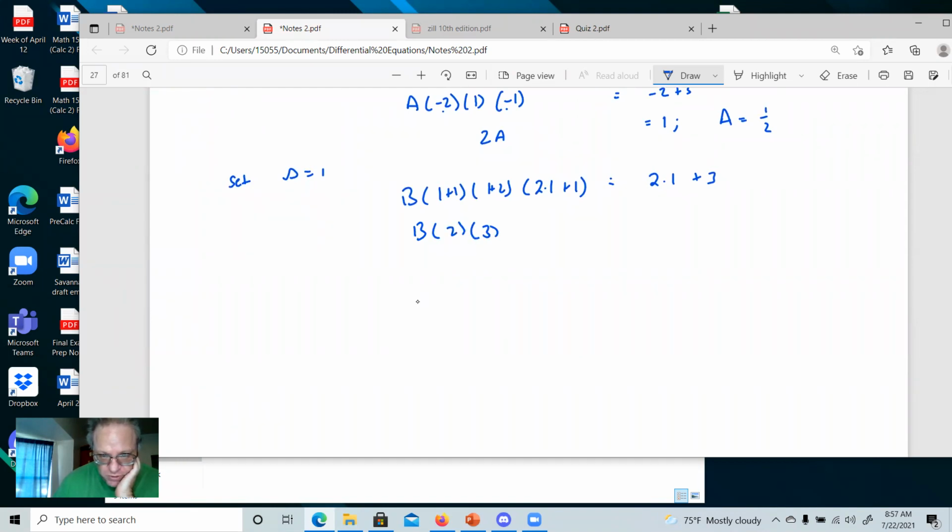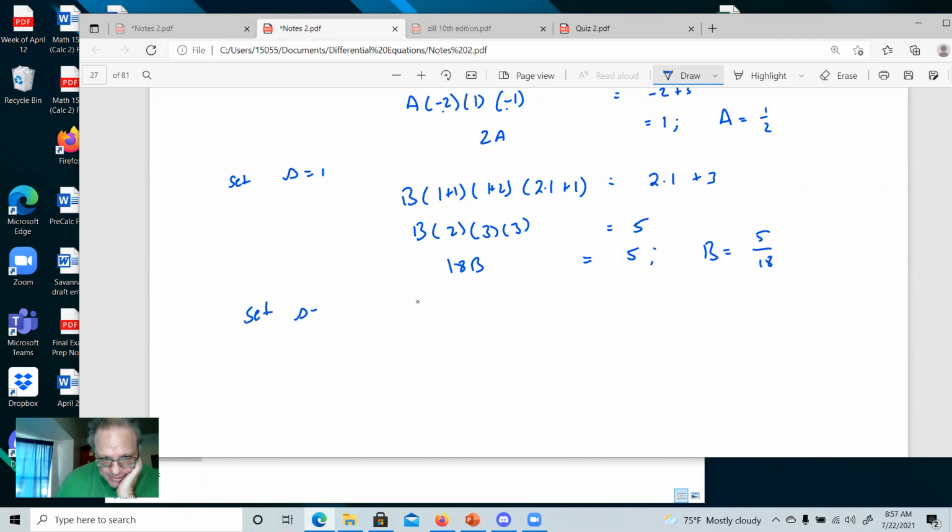Okay. So we have b 2, 3. 2 times 1 is 2. 2 plus 1 is 3. Okay. And that is equal to 2 plus 1 is 3, and then, sorry, 2 times 1 is 2. Plus 3 is going to be 5. That's what I meant. So what is this? This is going to be 9, 18. So 18b is equal to 5. B is equal to 5/18. Okay.